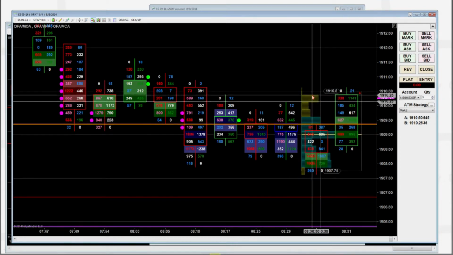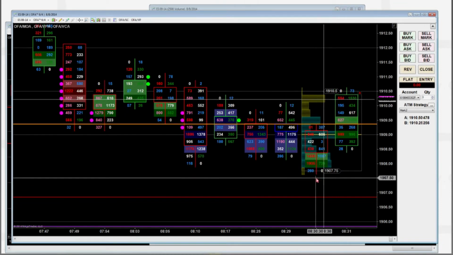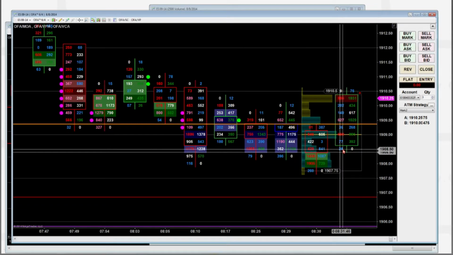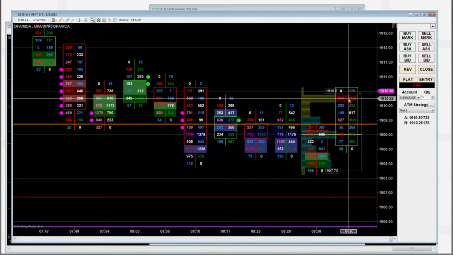Now you can see this is unfinished to the upside. Very much unfinished to the upside. Doesn't quite look finished to the downside either, but we have weakness at the bid here. But you see this volume bar that's building out right here at 1910.25. This is showing that we do have some sellers absorbing, but we're getting acceptance higher.